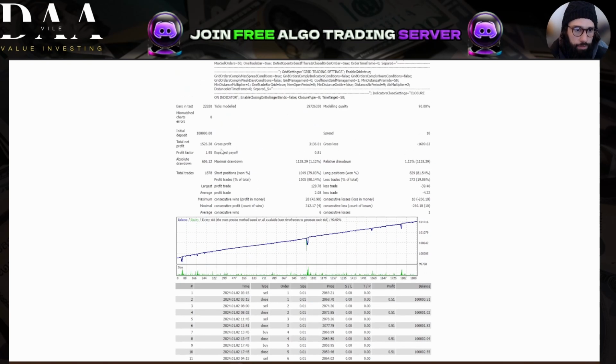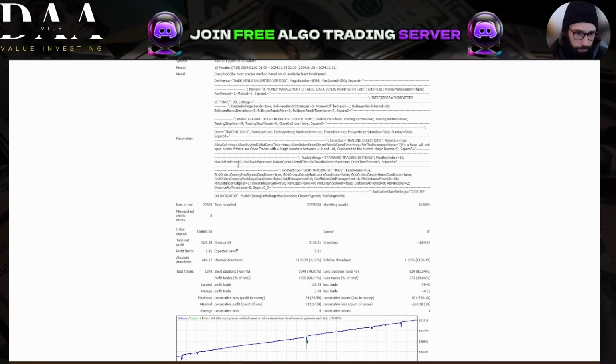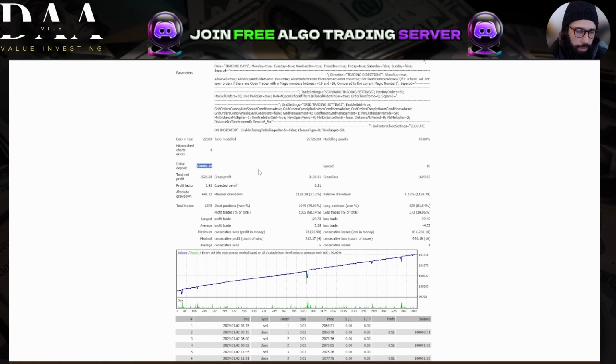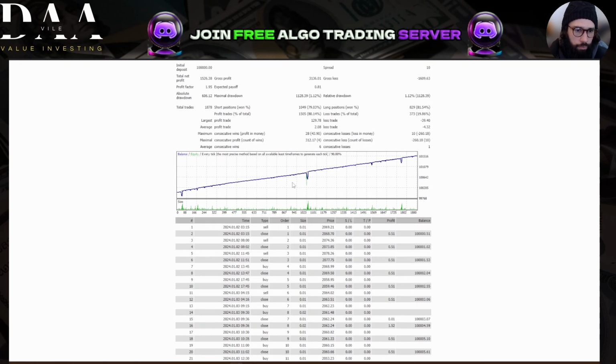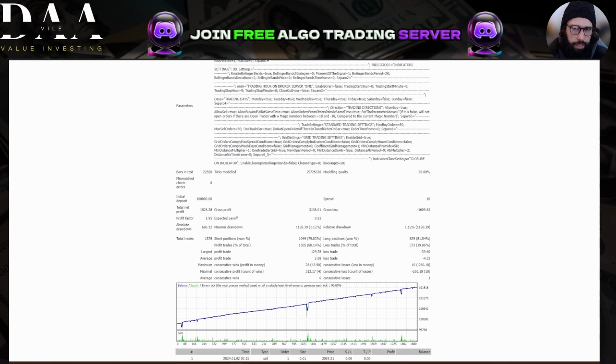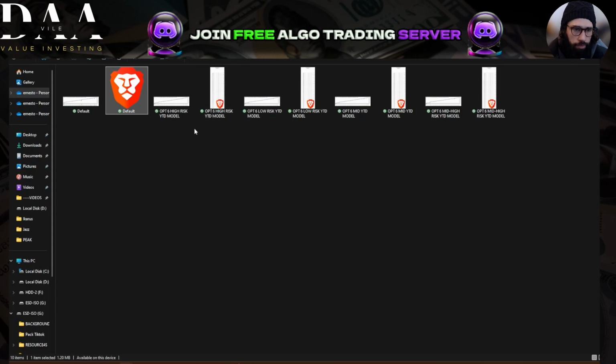So the default version with XAUUSD in 2024 gives us, I'm using 100k, or $100,000, a profit of around 1.5% with a 1.12% drawdown in 1 year. We have some weird closings. This is a grid system, that means it's closing baskets of trades. Overall, the EA is very interesting. Let me go ahead, let's go with the highest risk possible. That will be this.